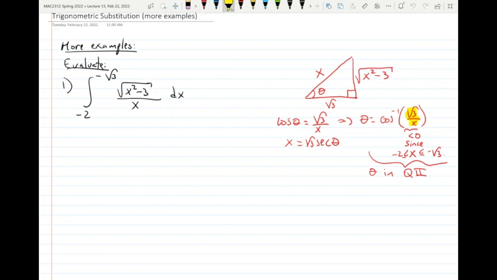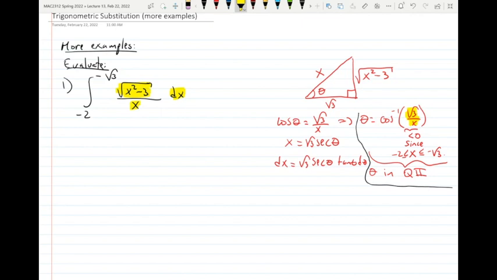Okay, so what this means is that I already have a substitution for this guy. Now we need to know what to do with this guy, dx. Now it's pretty easy. Once you have x, just take the derivative and you're gonna figure out your dx, right? So dx is gonna be square root of 3 times the derivative of secant, which is secant tangent d theta. That's our dx.